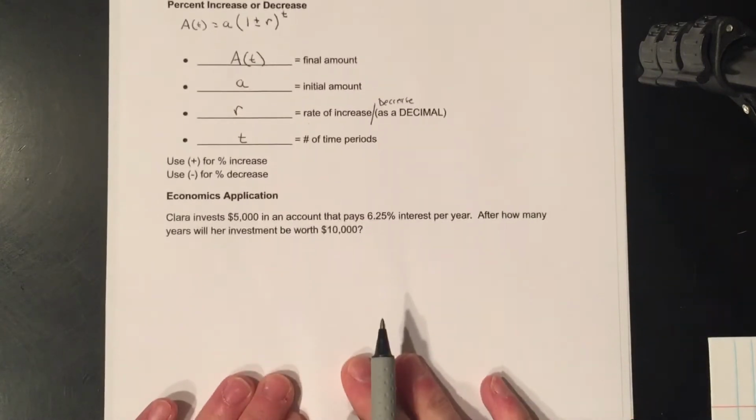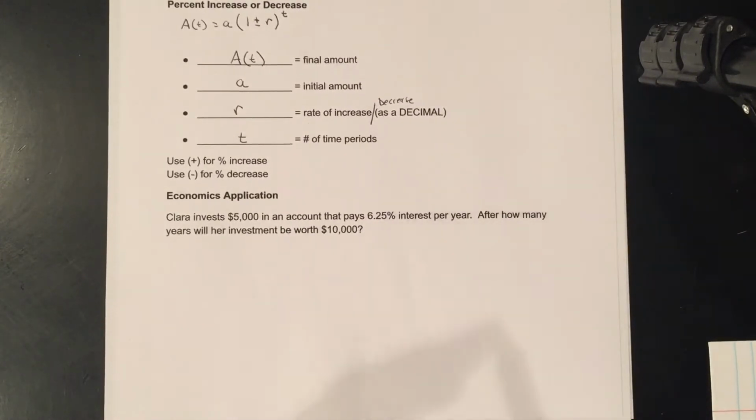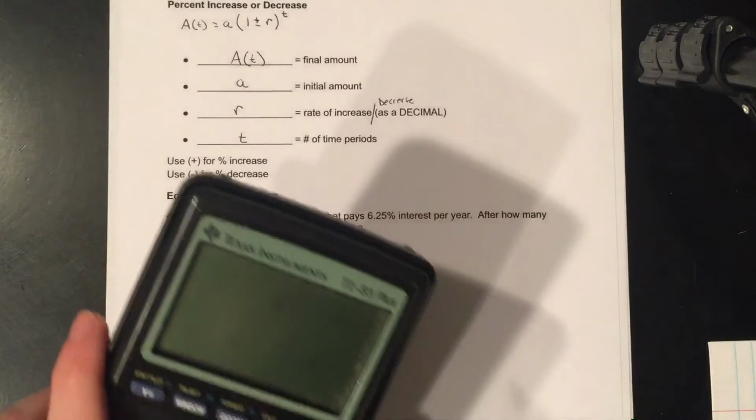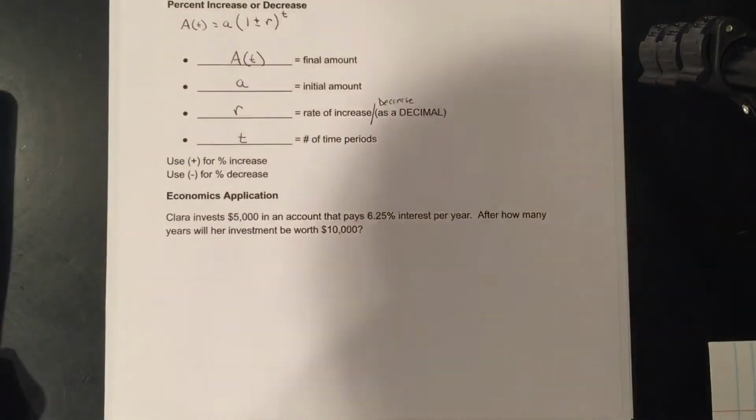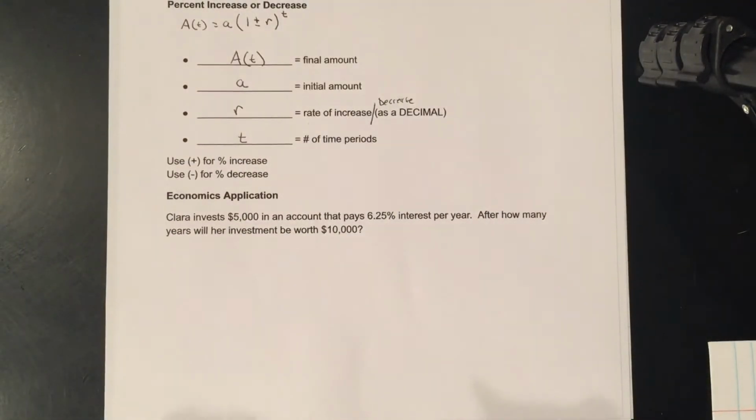So check out this example. We are going to use our graphing calculator. Again, if you want to use Desmos, that's fine, but I'm going to show you guys how to answer this using a traditional graphing calculator. Clara invests $5,000 into an account that pays 6.25% interest per year. How many years will it take for her investment to be worth $10,000?